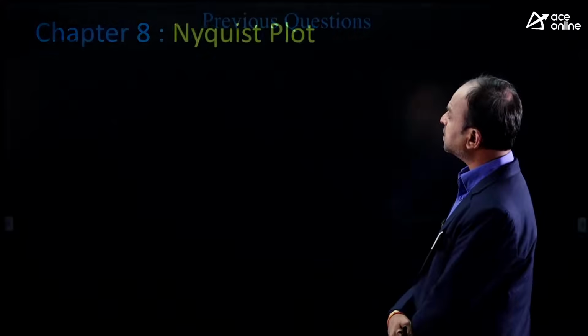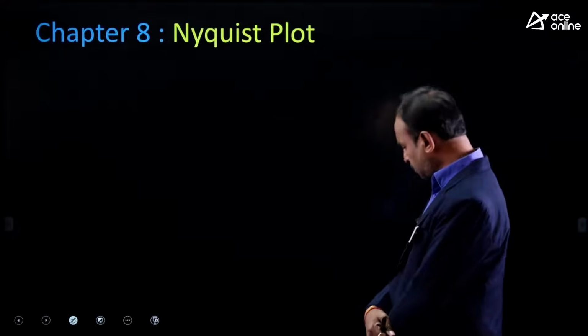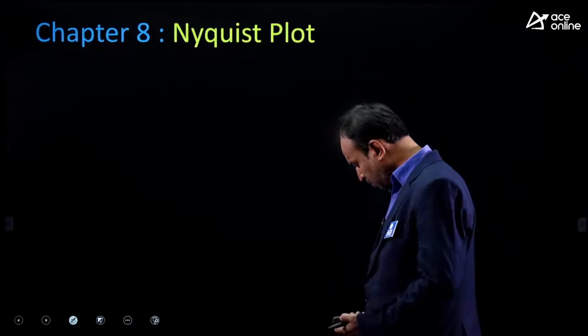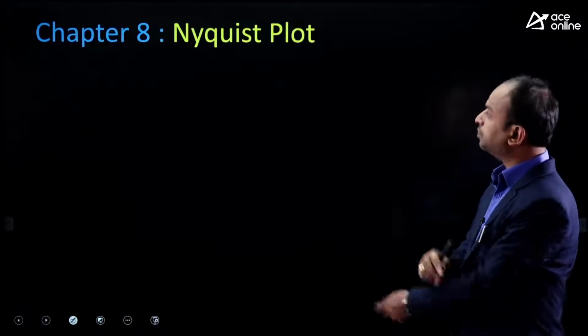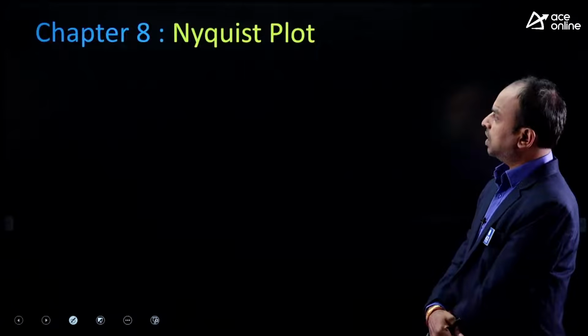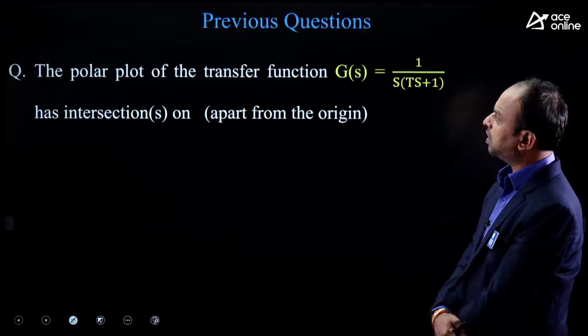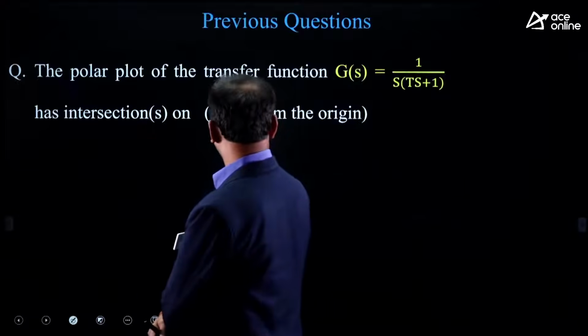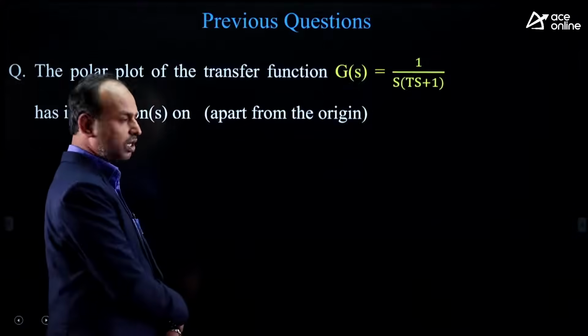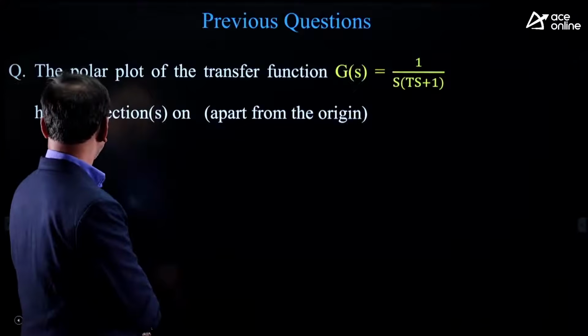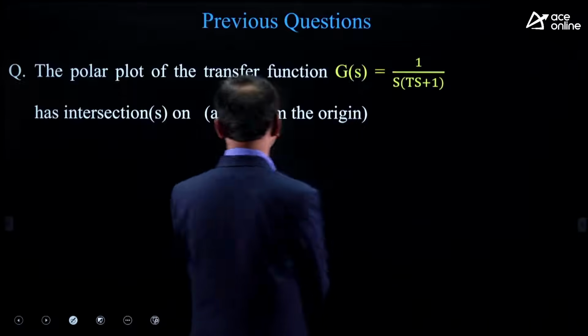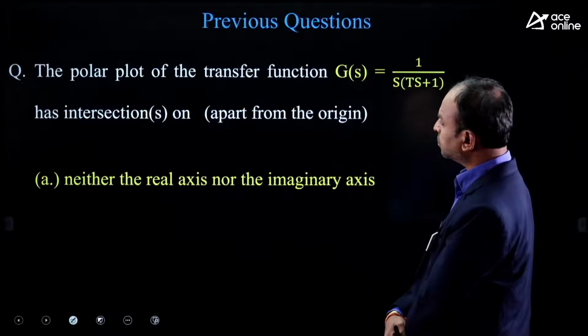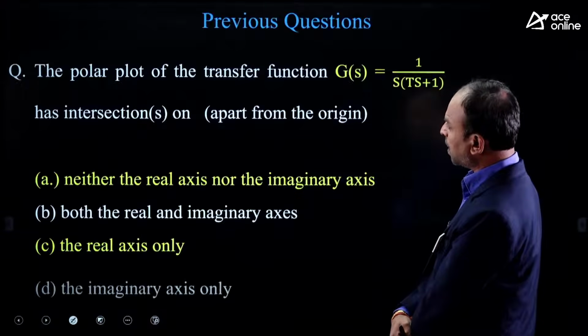Now, Nyquist plot. What type of questions will we get on the Nyquist plot? The polar plot is the same as the Nyquist plot. This is the given transfer function. For this transfer function, we need to find the plot, and these are the options here.